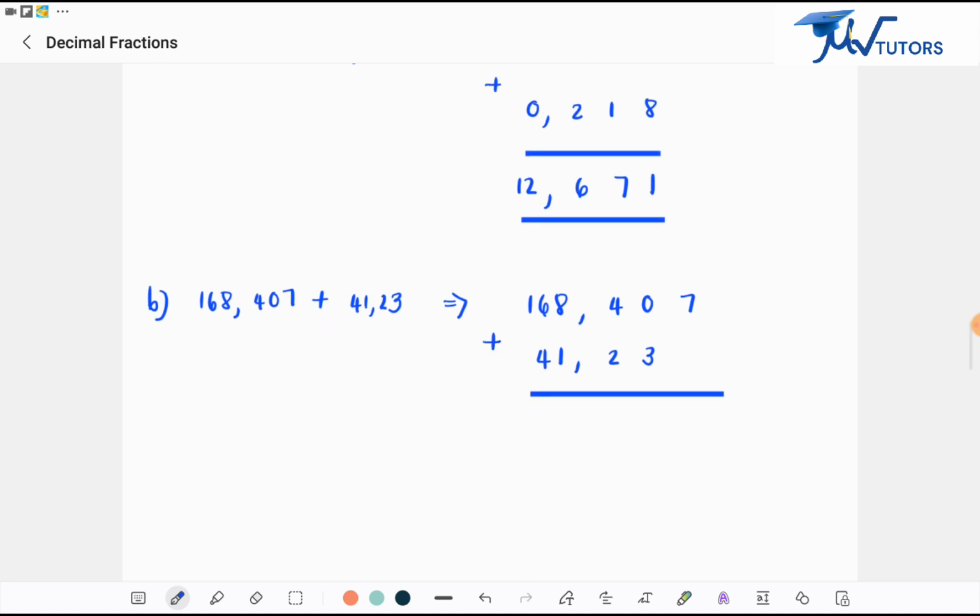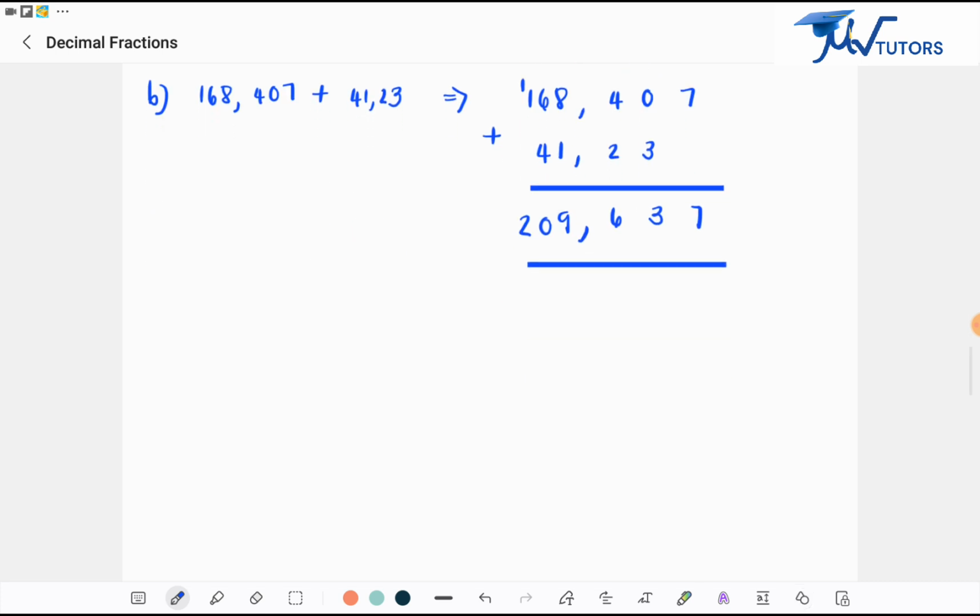Now if we're going to add, I'm going to take 7 plus that 0. Okay, it's just going to be 7. And then 0 plus 3, that's going to be 3. 4 plus 2, that will be 6. All right, and then we have a decimal point there. The 8 and the 1, they become 9. 6 and 4 is 10, and we carry the 1. And then 1 plus 1, which is 2. So basically our answer is 209.637. So that's basically how you deal with the addition of decimal fractions.